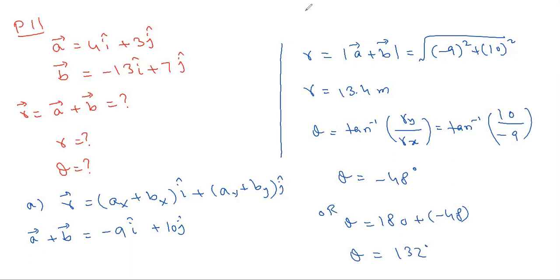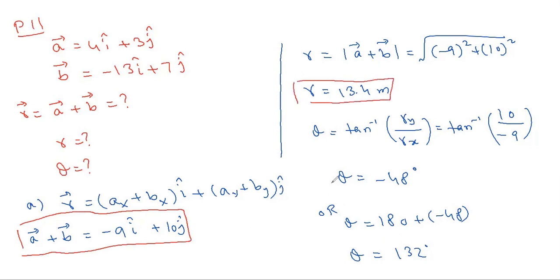So let me just box the answers. This is our first answer, and this is the magnitude of the sum. This is one possibility of the angle, and this is another one. You know that this angle can be drawn from the negative x-axis, while this is from the positive x-axis. So this is problem number 11.